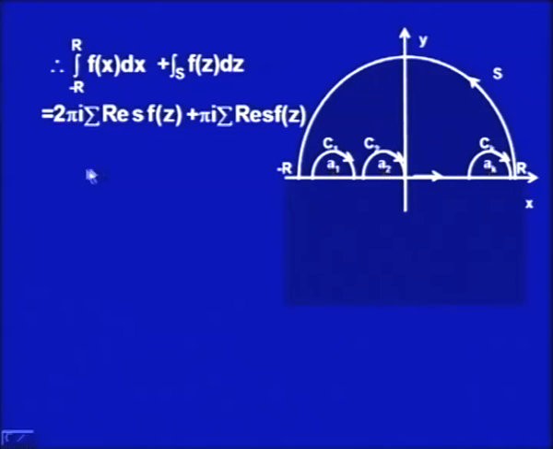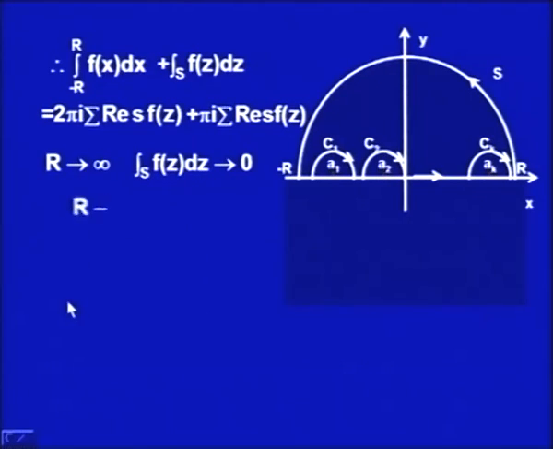Now we take the limit as R approaches infinity. We do know that my function f satisfies those conditions, that it is a rational function where the degree of the numerator is at least 2 smaller than the degree of the denominator. That says this integral would approach 0, that is, as R approaches infinity, the integral along S of f(z) dz would approach 0.